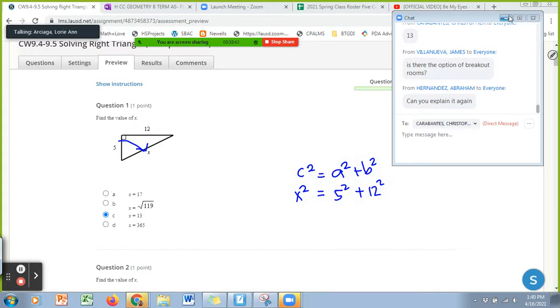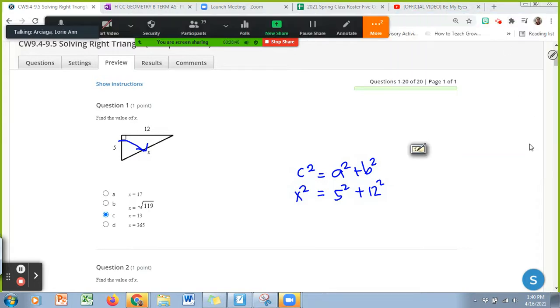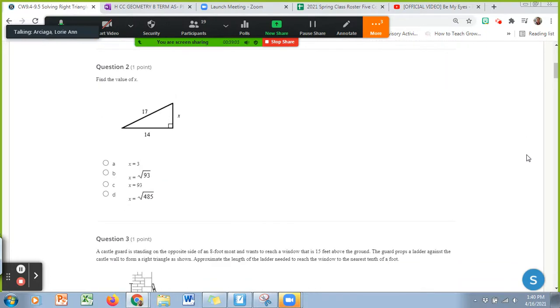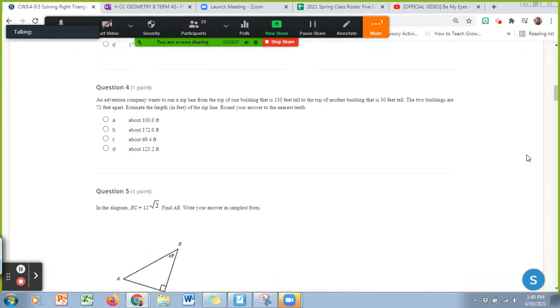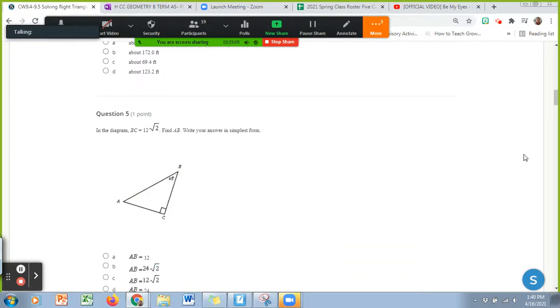Can I leave it like that? Can you explain number 5? I don't know what that means. Cool. So is number 1 okay now? I'm going to clear the ink. Yes? Okay, good. Okay, I'm going to jump to number 5. Write your answer in simplest form.